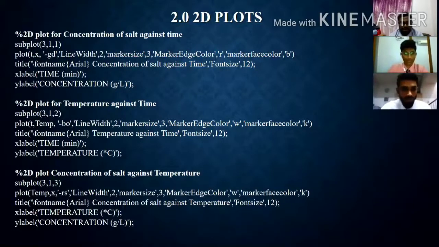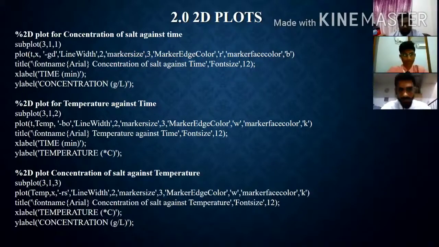The third graph is also a 2D plot, for the concentration of salt against temperature. The subplot is 313, and we use the plot statement, plot temperature, x, and the title is concentration of salt against temperature. We use a font size of 12 here, and the x label is temperature and the y label is concentration.